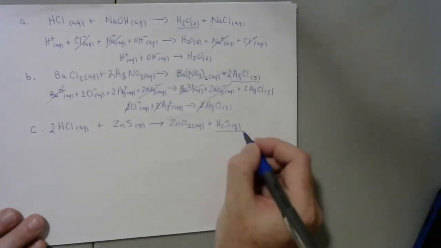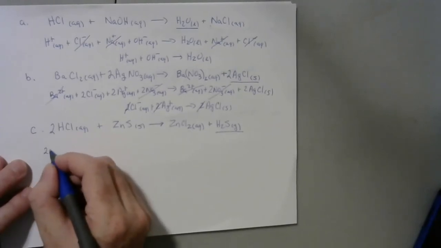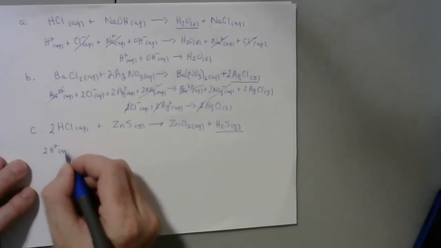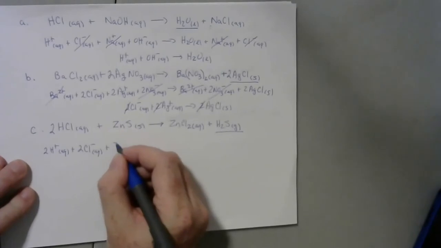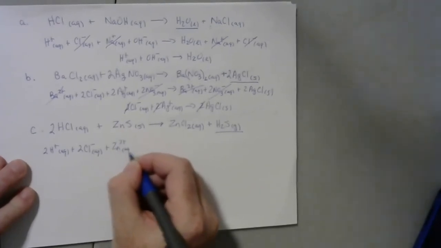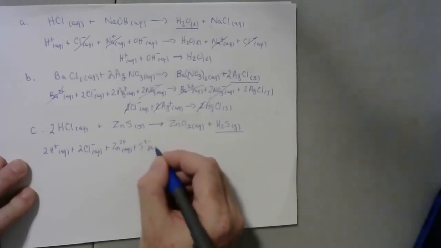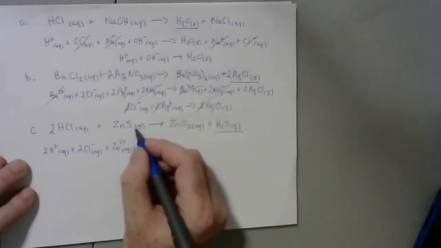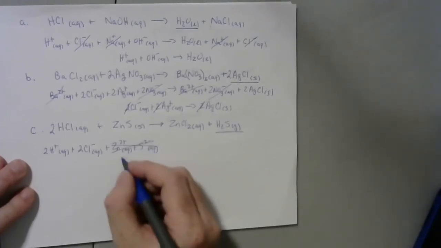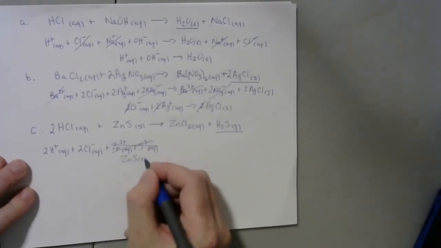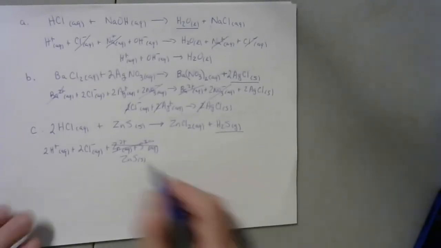This is our gas. Since it's a gas, it's not going to split up. Split up everything else. So 2H+ aqueous plus 2Cl- aqueous plus Zn2+ aqueous plus sulfide 2- aqueous. Now, this is initially listed as a solid. It's not water soluble, so really we shouldn't split that. We should call it ZnS solid. This is the case where you don't split something, so doing this would be wrong.